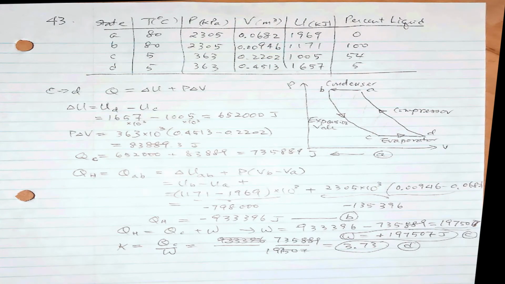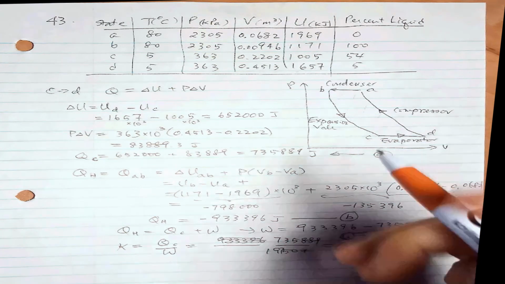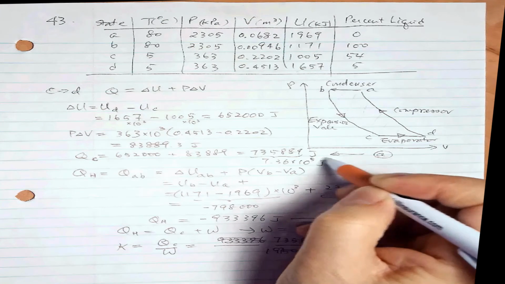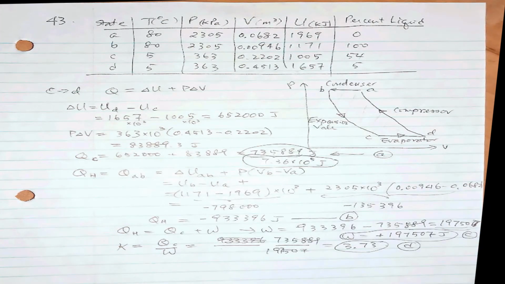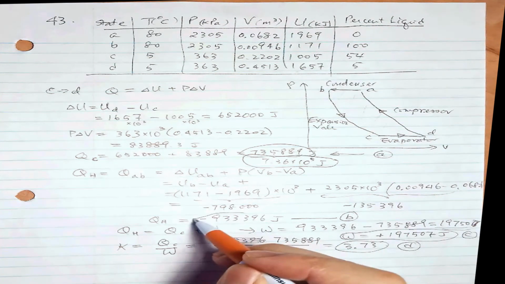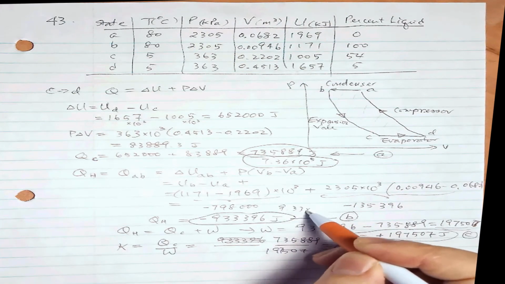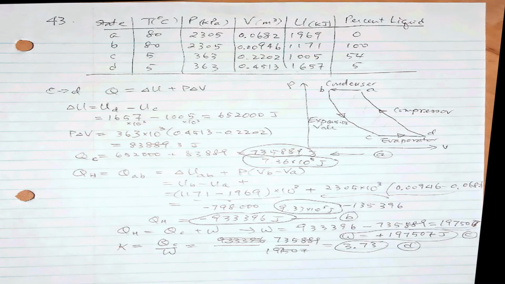So let's see if the answer is correct for number 43. The answer for part A is 7.36 times 10 to the 5th joules. That should be right if you round it to 3 sig figs, which you should. And then part B is 9.33 times 10 to the 5th. Okay, it should be negative, but since they're just saying heat exhausted, you don't have to say negative. 9.33 times 10 to the 5th joules. So that's the official answer.